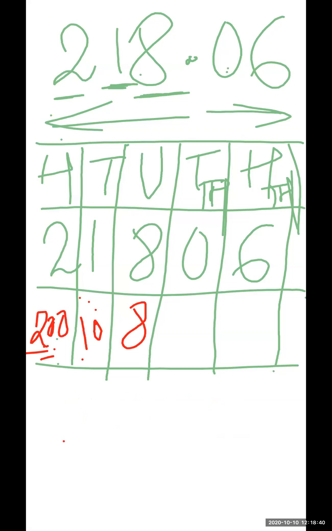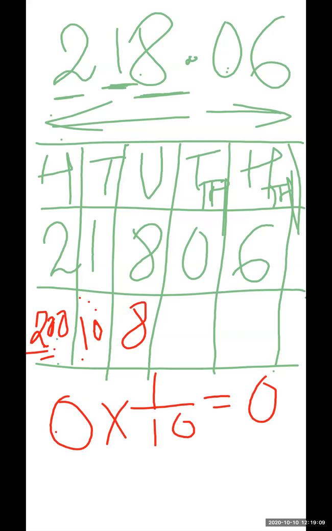Now you are going to write the place value of the 0 on the tenth place. So how will you write? 0 into 1 upon 10, because the first place after the decimal is 1 upon 10. Correct? So 0 into 1 upon 10 is 0 only. 0 ones are 0, and if you divide 0 by 10, you will get 0 only. So the place value of this 0 is 0.